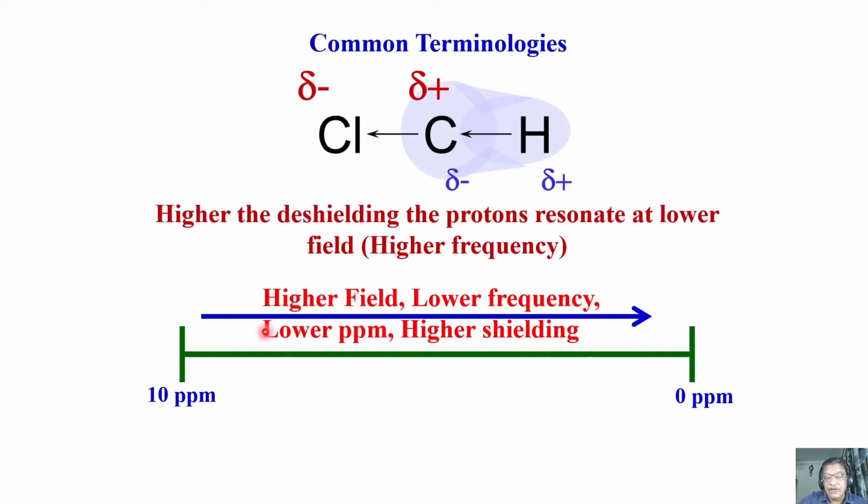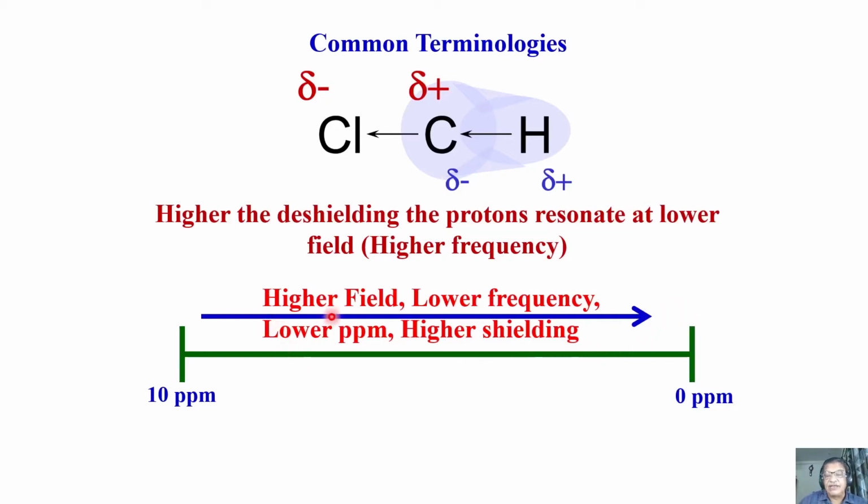And also, we say this side is lower ppm. Remember the scale here. The reference comes here. This is 0 ppm, and this is 10 ppm. When you go from left to right, what is happening? You are having lower ppm values for the peaks. A peak here may be at 8 ppm, and a peak coming here may be at 1 ppm or 2 ppm. So it is lower ppm when you go from left to right.